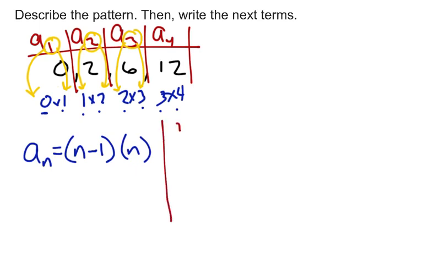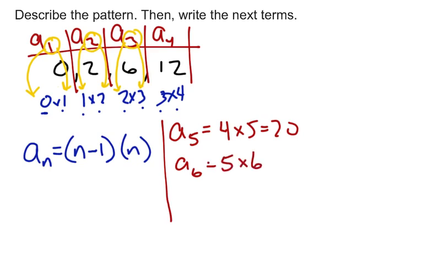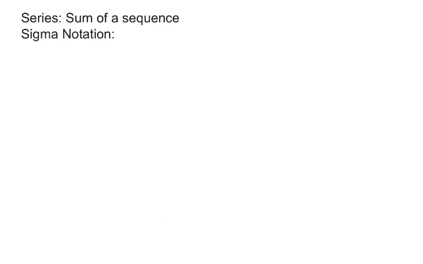So if we wanted to find the fifth term, we would take 4 times 5 and get 20. For the sixth term, we take 1 less than 6, which is 5, times 6 and get 30, and so on. Now the word that goes with sequence is series. You often see these two next to each other, sequences and series. A sequence is the list of those numbers that follow a pattern. A series is what we get when we add those all up. So the sum of a sequence is a series.